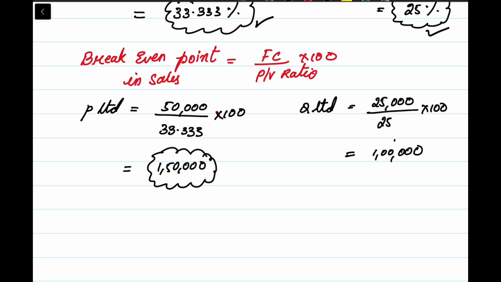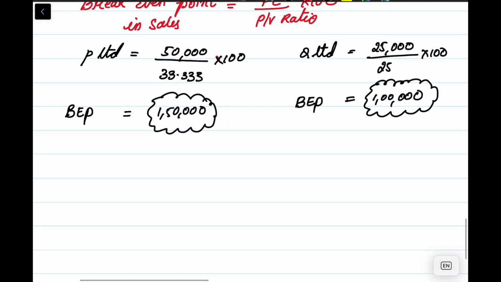it's 1 lakh. So break even point is such a point in a business where the company is neither earning a profit nor bearing a loss. So the company has to make a minimum sales of 1,50,000 in P Limited and 1 lakh in Q Limited. Above that it will be a profit for the company. If they are making sales below 1,50,000 for P Limited, then they will have a loss.